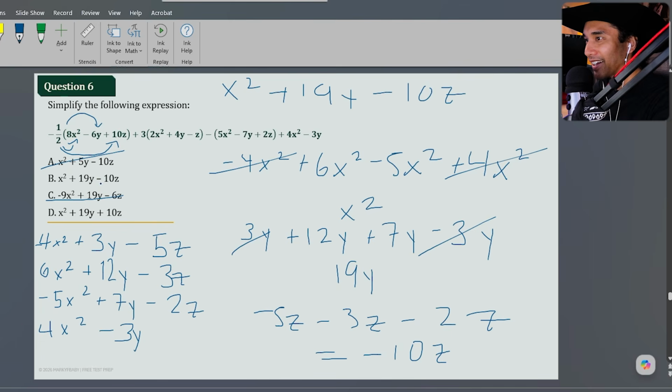Wow, did I do that? I did that again. Oh, no, nope. Pay attention to the signs, guys. Pay attention to the signs. Okay? So the correct answer choice is B. Right? X squared plus 19y minus 10z. All right. Perfect. We are tracking and we are going along.